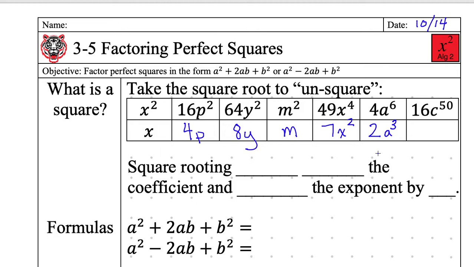Who still has their card? I want to get some new people in. How do I take the square root of 16c to the power of 50, Colby? 4c to 25. All right. Thank you, Colby. Question, Anna?